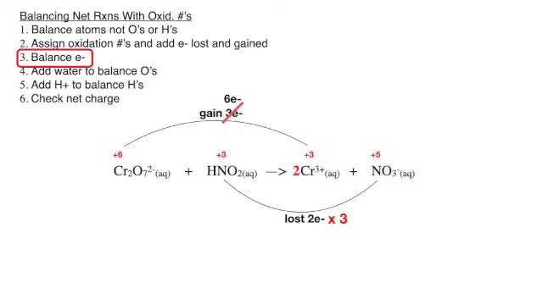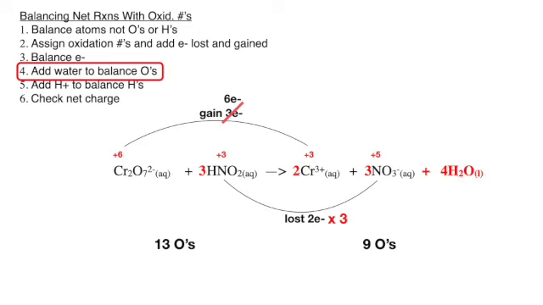I trace my little arc back to N. It's actually N that I'm multiplying by 3. So I put a 3 in front of HNO2, and that means I've got 3 N's on the reactant side, so I need 3 N's on the product side. All right, and now I finish. I add water to balance O's. On the left, I've got 7 O's and another 6 O's, so that's 13 O's. And on the right, I've got 9. So I need to add 4 waters over there to make it 13 O's.